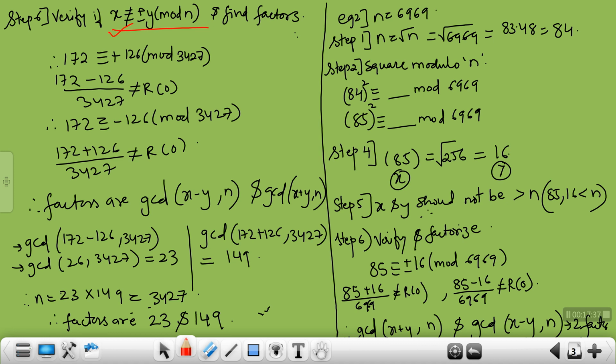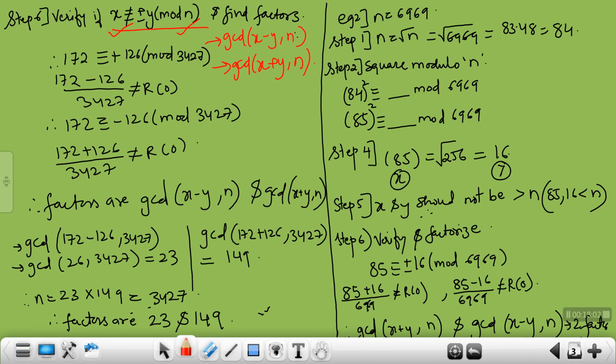What will be the factors? If this condition is satisfied, then one factor will be GCD of x minus y comma n, and the second factor will be GCD of x plus y comma n. So it is always compulsory to verify that x should not be congruent to plus or minus y mod n.